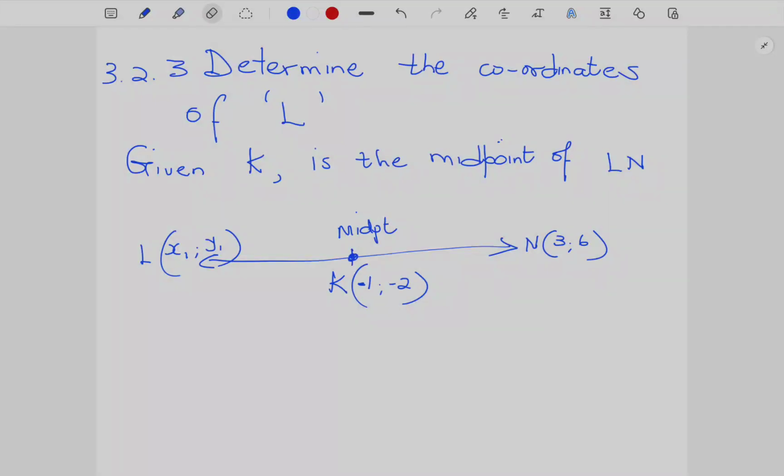Question 3.2.3, it says determine the coordinates of L. Okay, so what is given is K is the midpoint of LN. So if we can just draw this line like this, to clarify what it is that we're talking about. So the midpoint is in the middle of L and N.